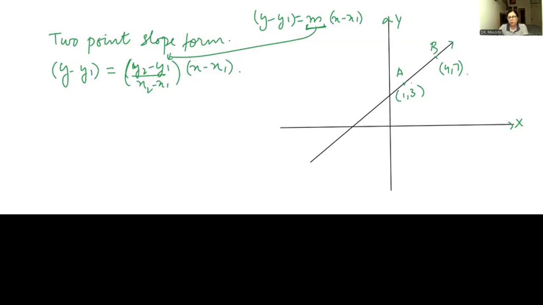Now I am making an equation by using this example. y minus y1. You can take any of these points as x1, y1. Let's do it by this. y minus 3.